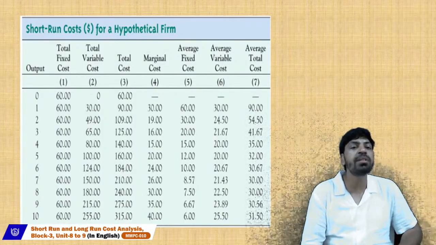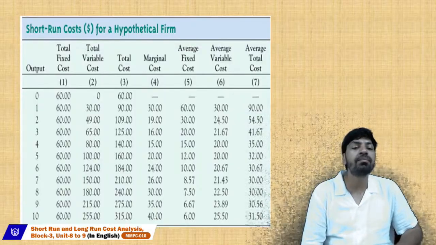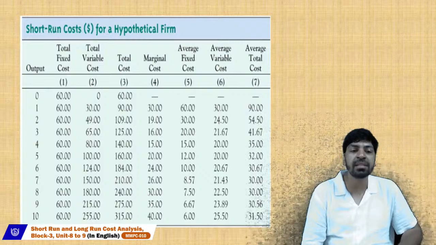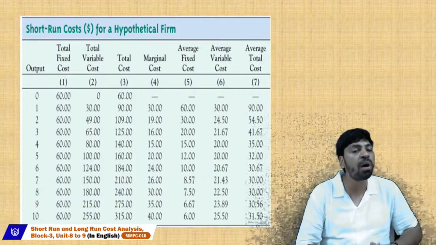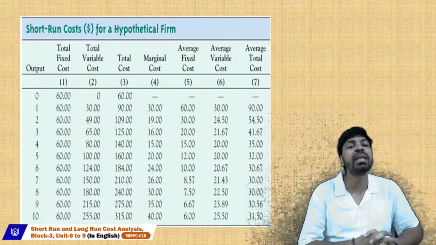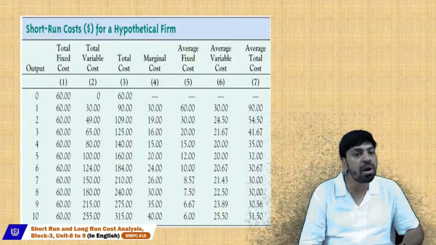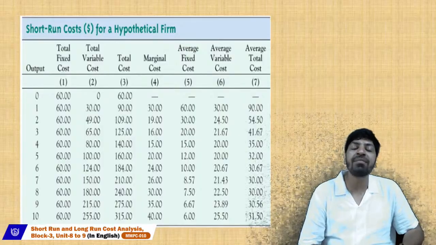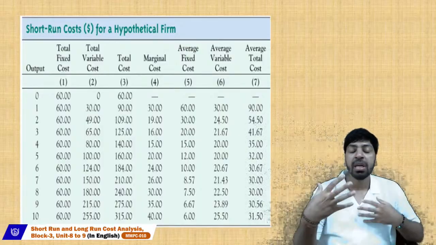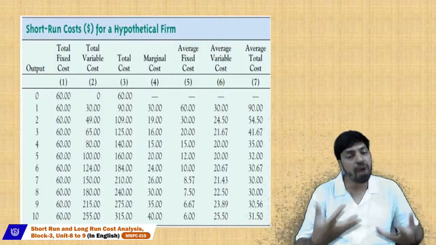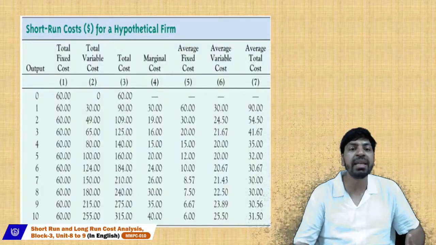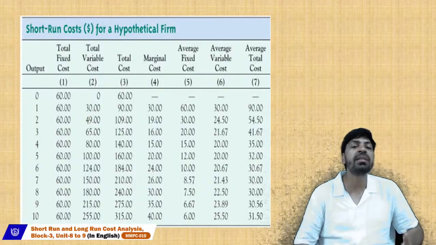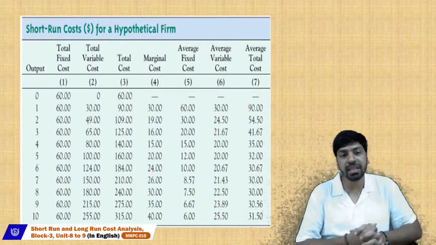Total variable cost is given, where the amount goes up as 0, 30, 49, 65, 80, and so on. Now you need to calculate the total cost, marginal cost, average fixed cost, average variable cost, and average total cost. If you are aware of the formulas for how to calculate these costs, they were summed up in the earlier slides. The formulas have already been given.